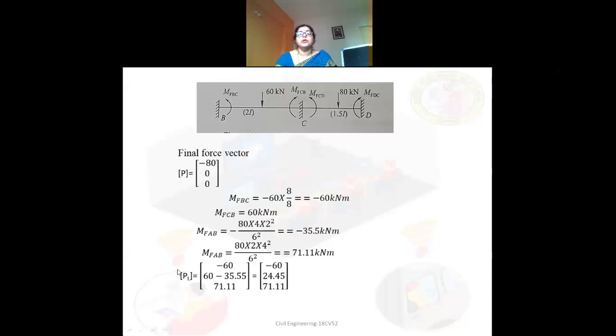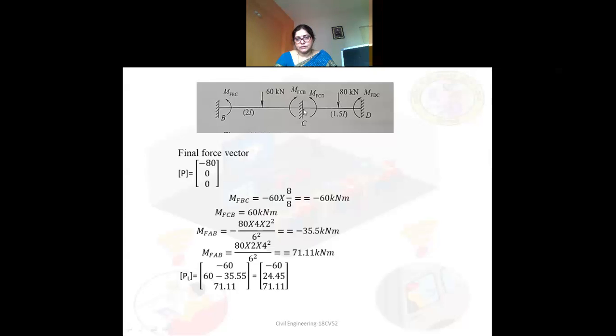Then what is that next you have to do? You have to calculate the forces in the restraint structure, where we had applied the coordinate at support B, support C and support D. Support B, you have only span BC. What is MFBC value you have got? We have got how much it is? Minus 60. So I have written minus 60 here.